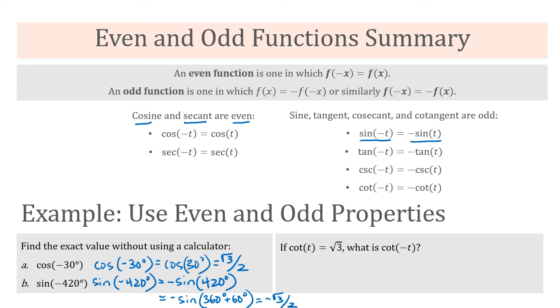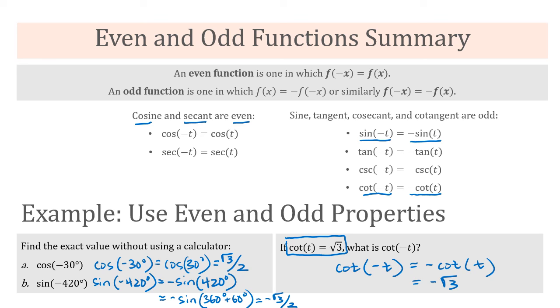The next question says, if the cotangent of t is equal to the square root of 3, then what is the cotangent of negative t? All right, so the cotangent of negative t, it's an odd function, so that's going to equal negative cotangent of t. And we were given that the cotangent of t is equal to the square root of 3, so by substitution, this should be negative square root of 3.